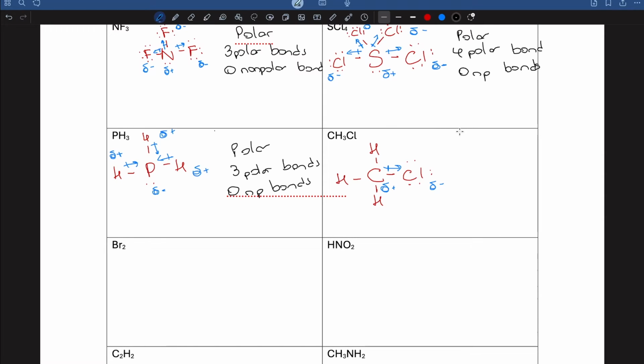And therefore, this structure is still going to be polar, right? We have nothing on the left side canceling out this arrow. It only has one polar bond, and the rest are nonpolar. So it has three nonpolar bonds.